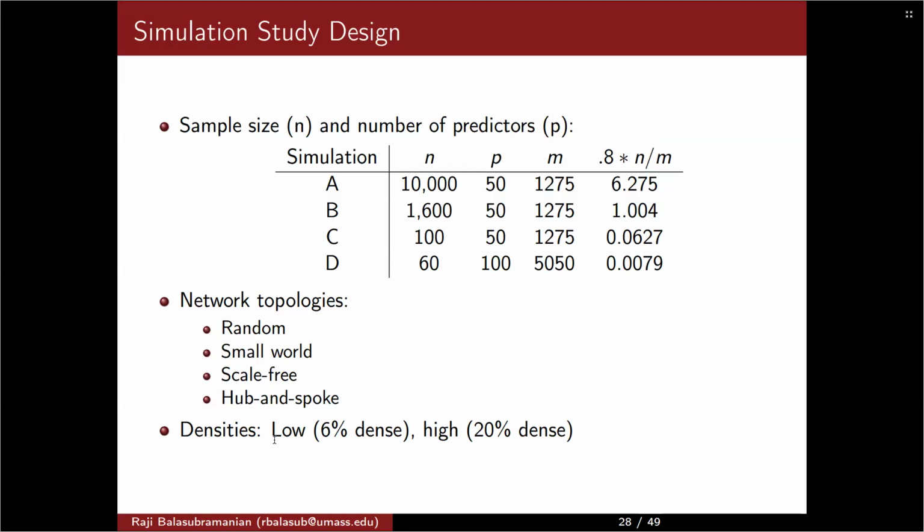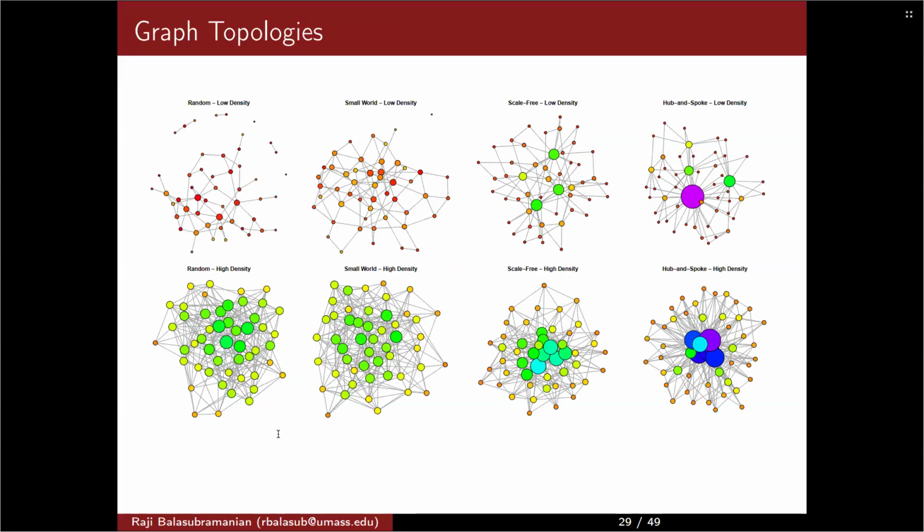We also considered graphs where the true graph is really dense versus others that are less dense. So here are the graph topologies. The top 4 are where only 6% of all possible edges exist in the graph, and the bottom 4 are where 20% of all possible edges exist in the graph. So already with 20%, you can see it's starting to look like a hairball. It's starting to look like a dense network.